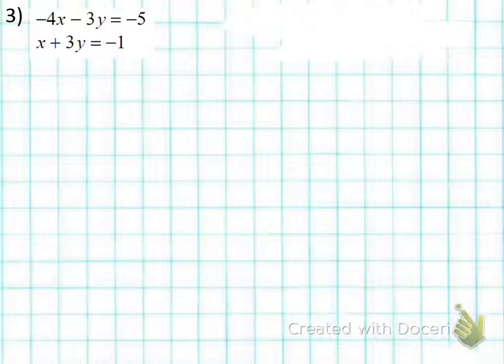So you got negative 4x minus 3y is equal to negative 5, and x plus 3y is equal to negative 1. Okay, we're doing this one together, so you're working alongside with me. Don't erase it until I ask you to erase everything, okay? The first thing we want to do is name the equation. So let's put a little 1 by the first equation and a little 2 by the second equation like that.